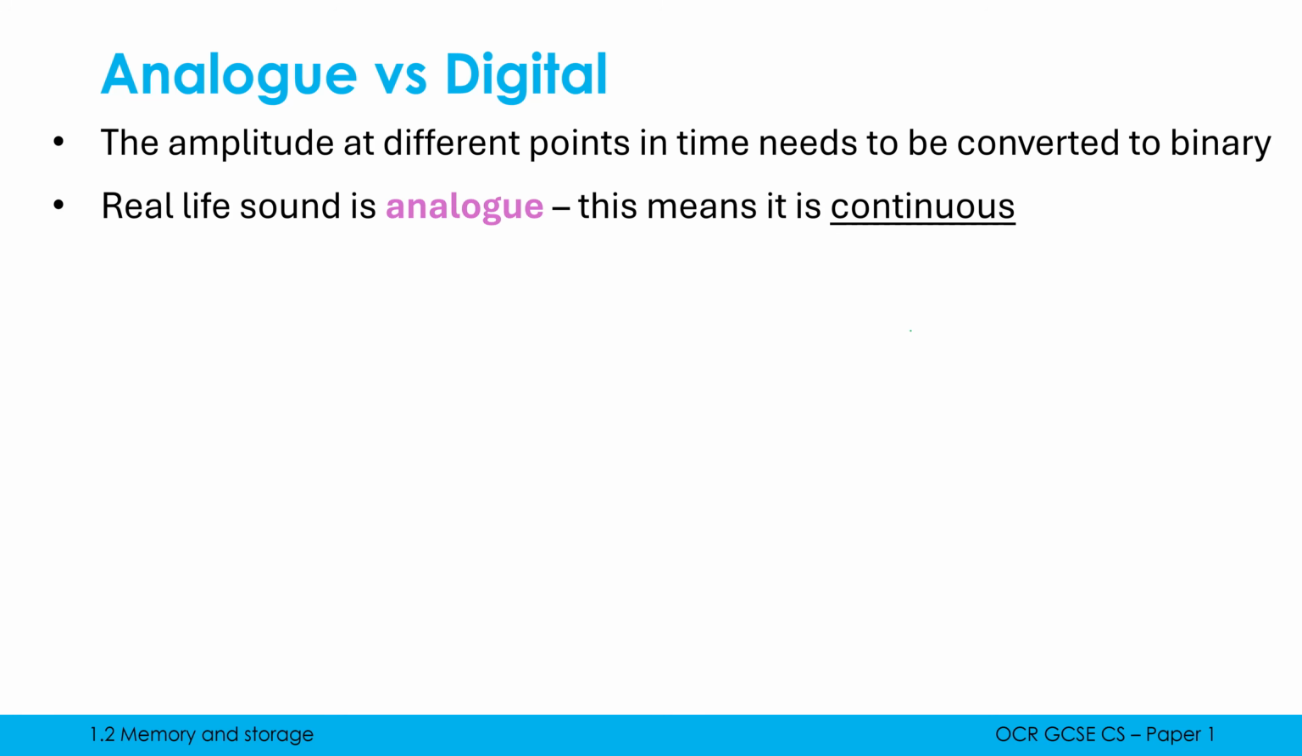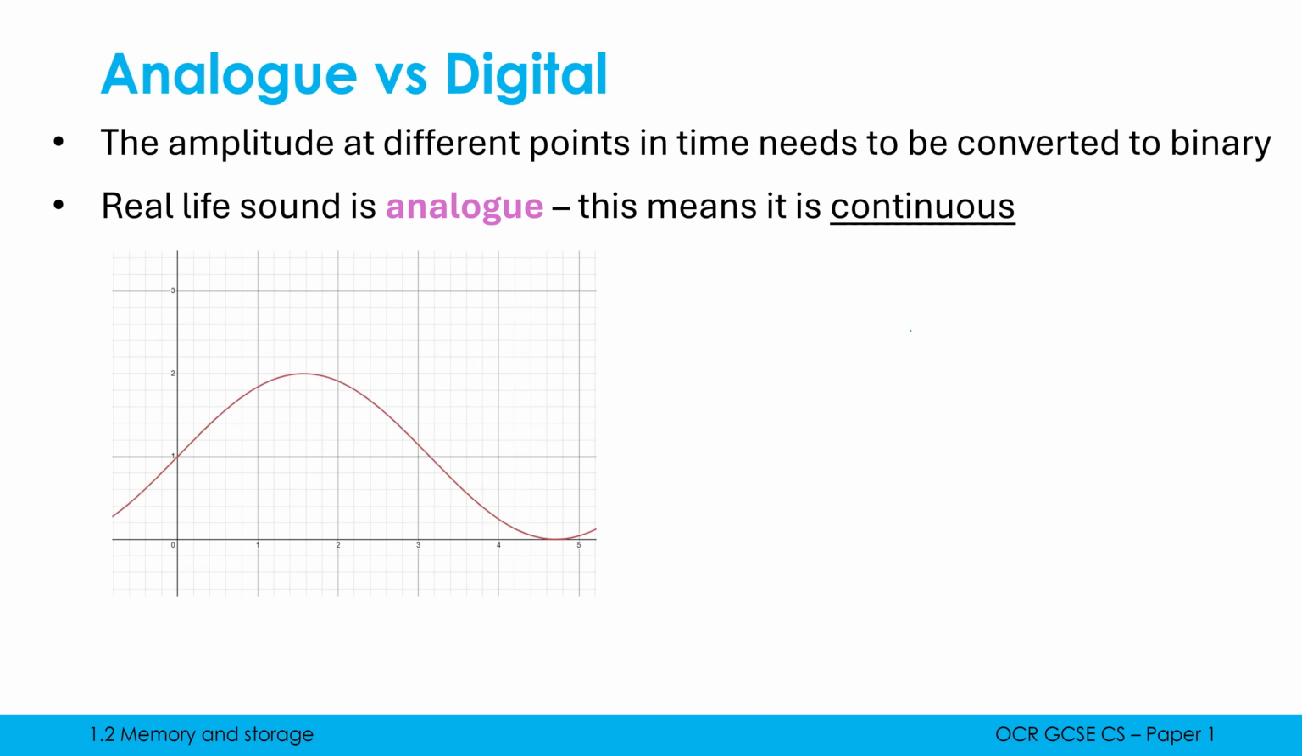We have got a complication here in that real life sound is analog data. What that means is it is a continuous wave. So here is a simple wave. This is a smooth wave. There are no breaks in this wave. Sound is constantly being created. We can constantly hear stuff. Some of it is quiet.